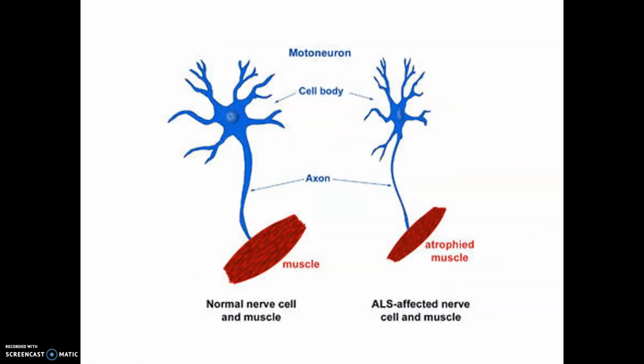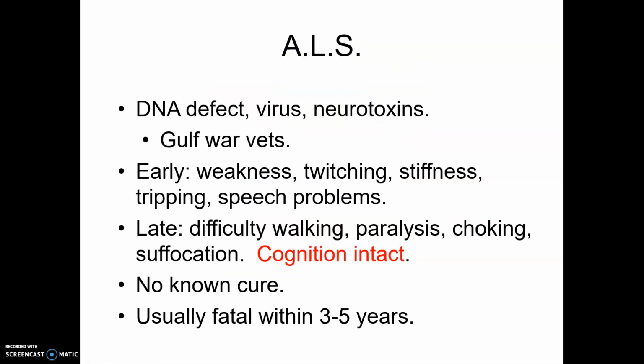What you're looking at here is a standard motor neuron or motor unit in a normal nerve cell and muscle, compared to something with ALS. What will typically happen is the motor neuron will die and degenerate. The muscle will atrophy after the loss of stimulation. There's no specific cause, but some cases do occur in batches.